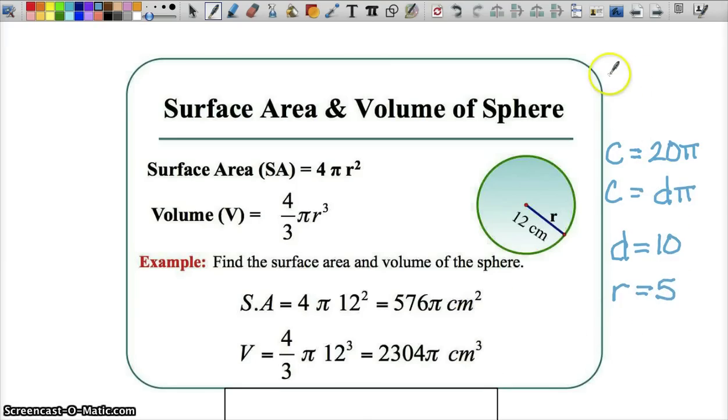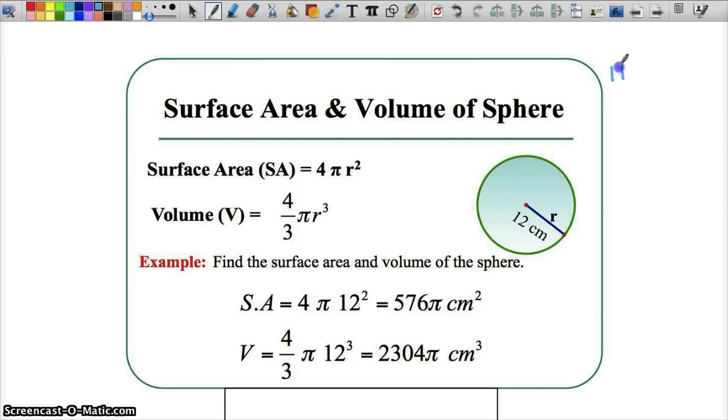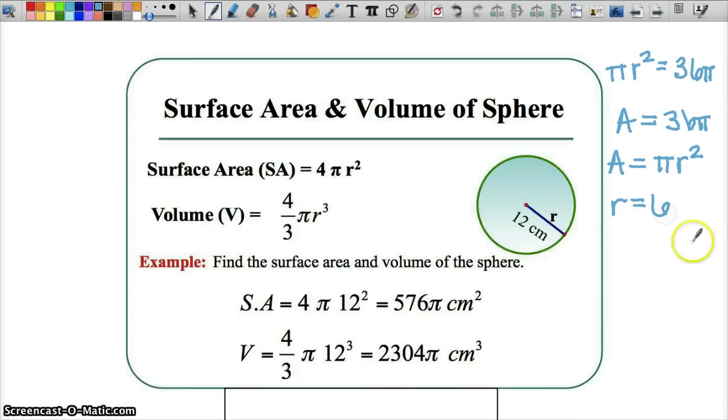Same with if they told you that the area, which we know is pi r squared, was equal to 36 pi. Well, if the area is 36 pi, and we know that area is pi r squared, what would you square to get 36? 6. So we can still work forward and backwards depending on where we're starting from without any kind of a problem at all.